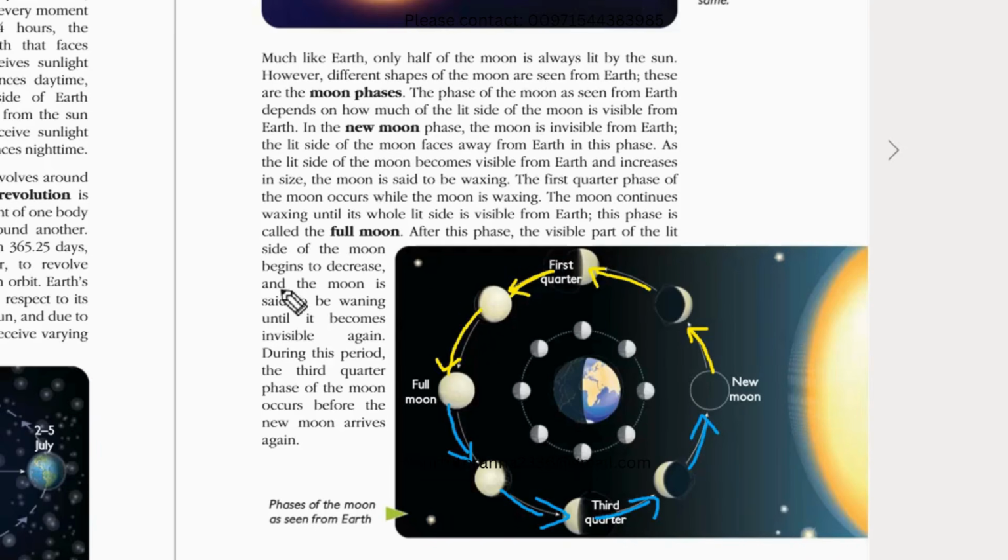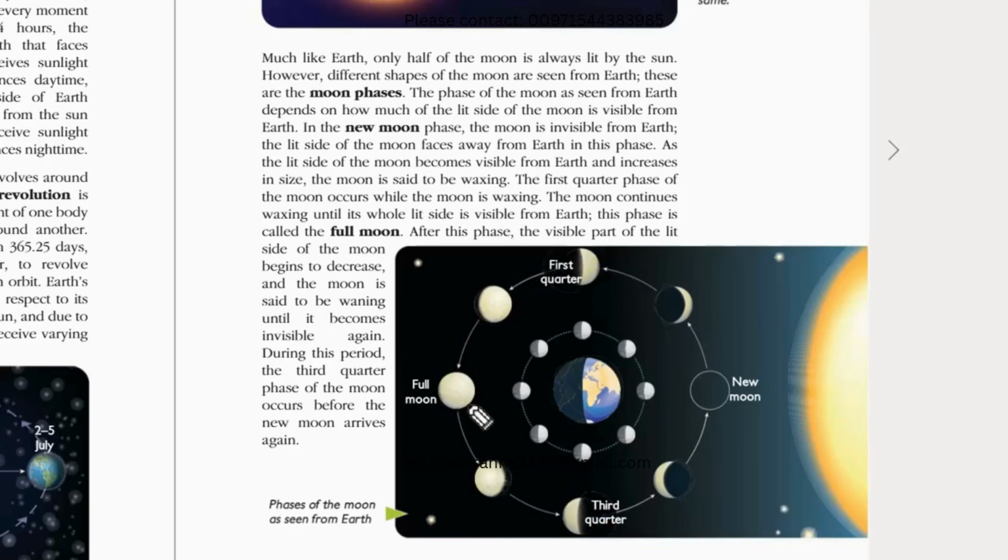After the full phase, the visible part of the lit side begins to decrease in size, and it's called waning. And then it hides again. During this period, the third quarter phase of the moon occurs before the new moon arrives. So this one is the third quarter. Now, what is the third quarter? This is what occurs before the new moon. You understand? So the phases are like this.